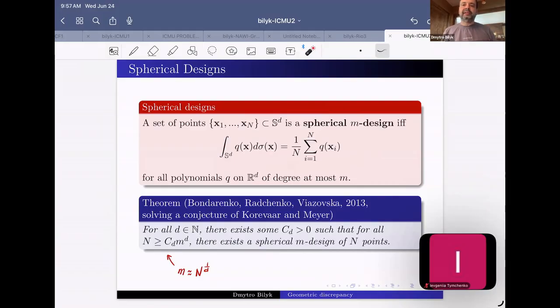So I think it is very appropriate to mention this paper here. This is the paper by three Ukrainian authors, Andriy Bondarenko, Danylo Radchenko, and Maryna Viazovska. So actually, this is the first Annals paper of Maryna Viazovska in 2013.